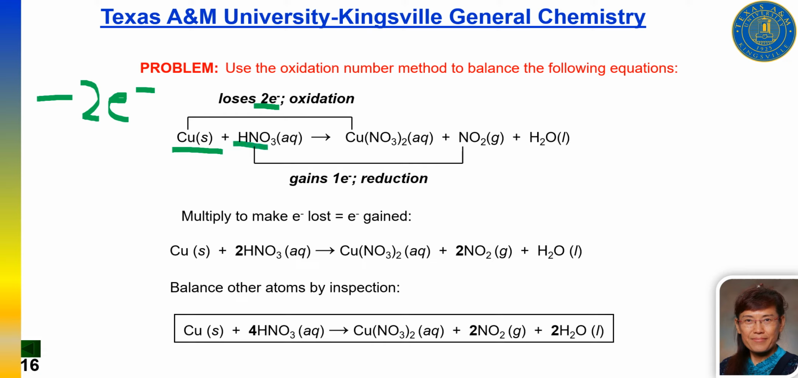And then this nitric acid, from nitrogen to nitrogen dioxide, nitrogen goes from positive 5 to positive 4. You gain 1 electron, meaning this nitric acid, this whole reactant, has been reduced. And then what you are going to do, you need to make your electron loss and electron gain the same.